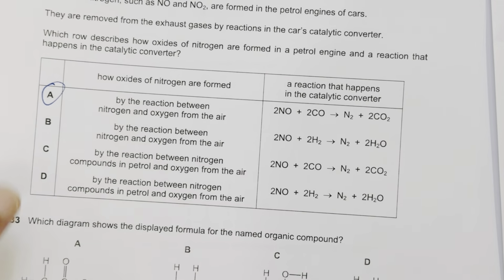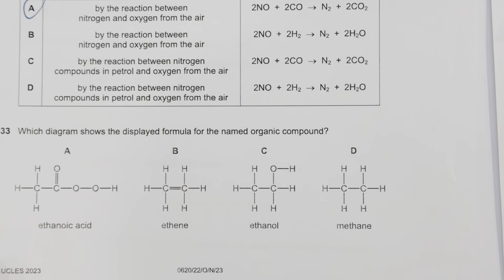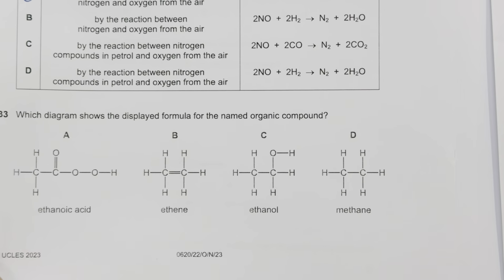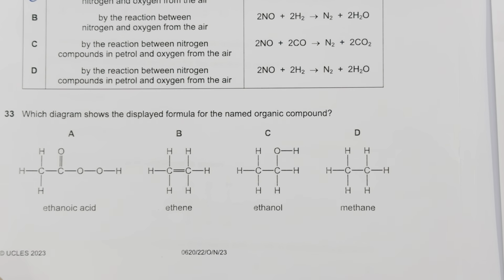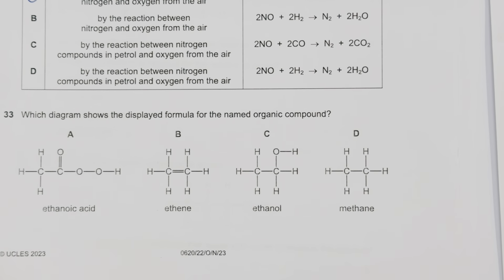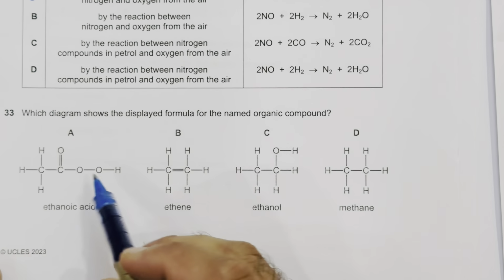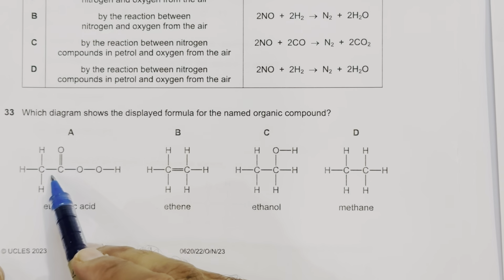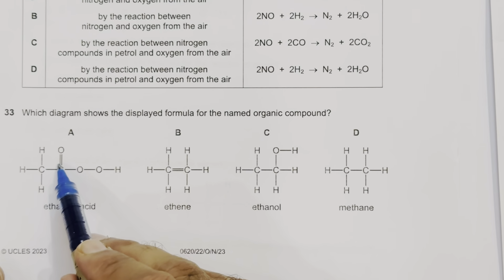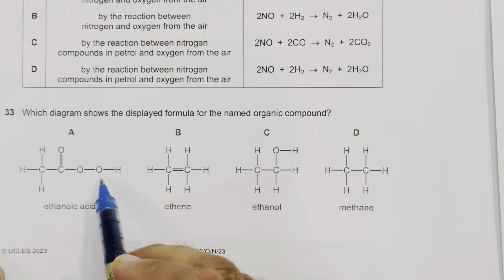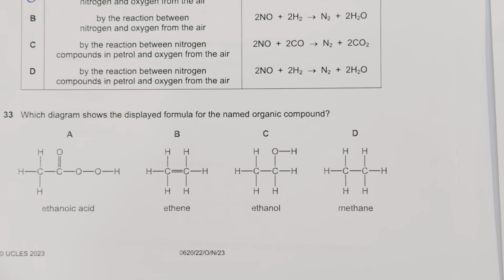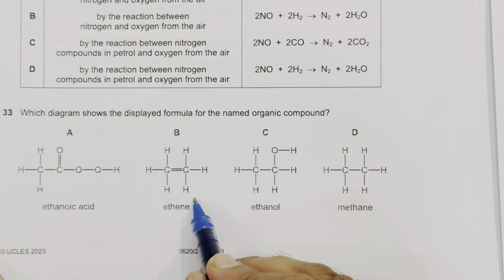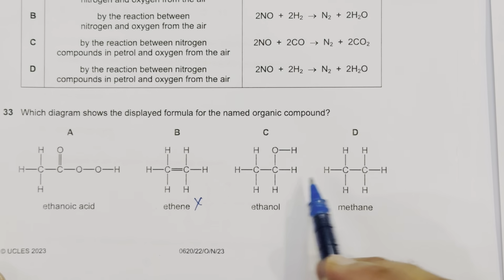Moving to question number 33. Which diagram shows the displayed formula for the named organic compound? Okay, C double bond O. Over here 1, 2, 3, 4, 1, 2; 1, 2, 3, 4, 1, 2 and 1; and over here 1, 2, 3, 4, 5. Carbon is making 5 bonds, so this is the wrong option.